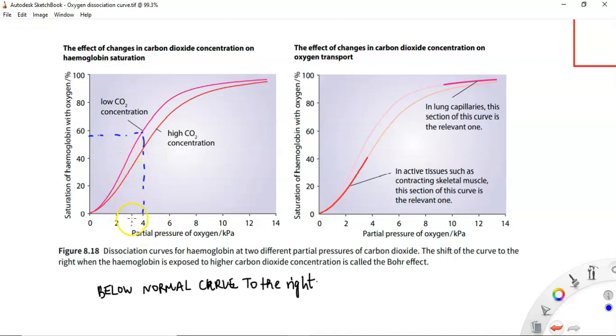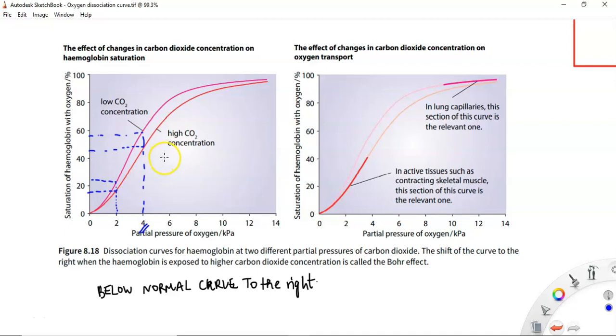So if we compare here, just look, for instance, at 4 kilopascal, with a higher concentration of carbon dioxide, the saturation is lower. You can immediately see. Likewise, at any point on the curve, compared to the normal curve, the curve with the higher partial pressure of carbon dioxide will always cause the hemoglobin to have a lower affinity for oxygen. So basically, in the presence of carbon dioxide, hemoglobin tends to combine less with oxygen.